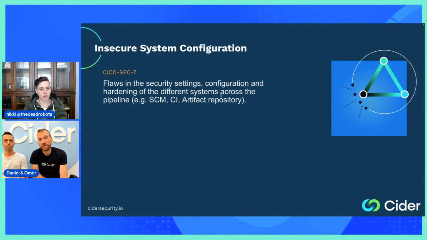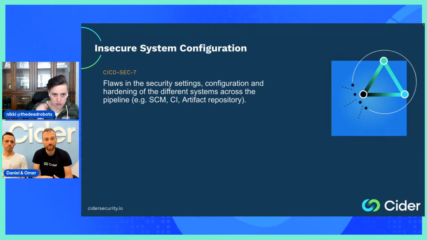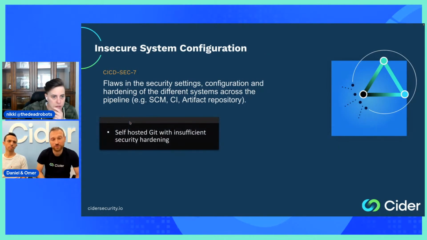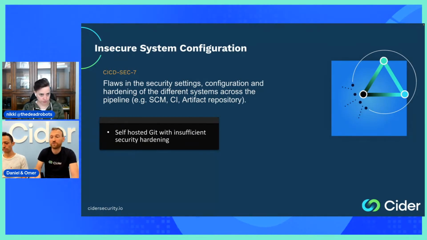The second risk is risk number 7 in the top 10 project, insecure system configuration. This risk abuses flaws in the security settings, configuration, and hardening of the different systems across the pipeline: the source control, the CI, the artifact repository, and so on. These flaws typically create low-hanging fruit for attackers that is then used to penetrate and move laterally within the CI/CD environment. In our case, PHP was managed using self-hosted Git infrastructure that did not have sufficient security hardening, and it was breached and compromised during the incident. Of course, PHP replaced the self-hosted Git infrastructure immediately after the incident in favor of SaaS GitHub, which it is still using today.